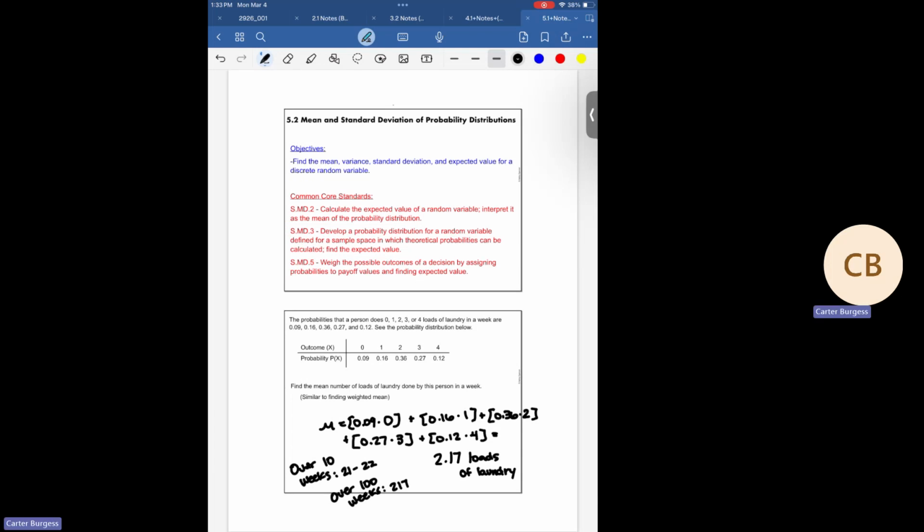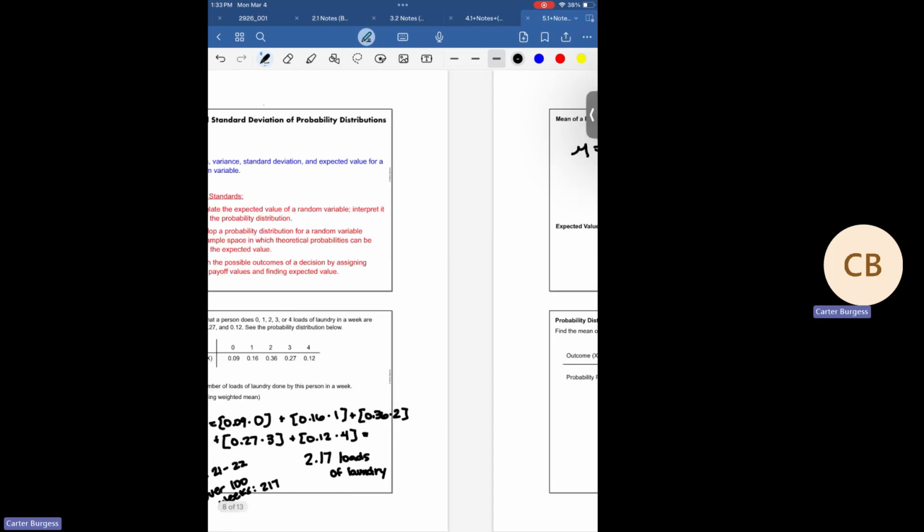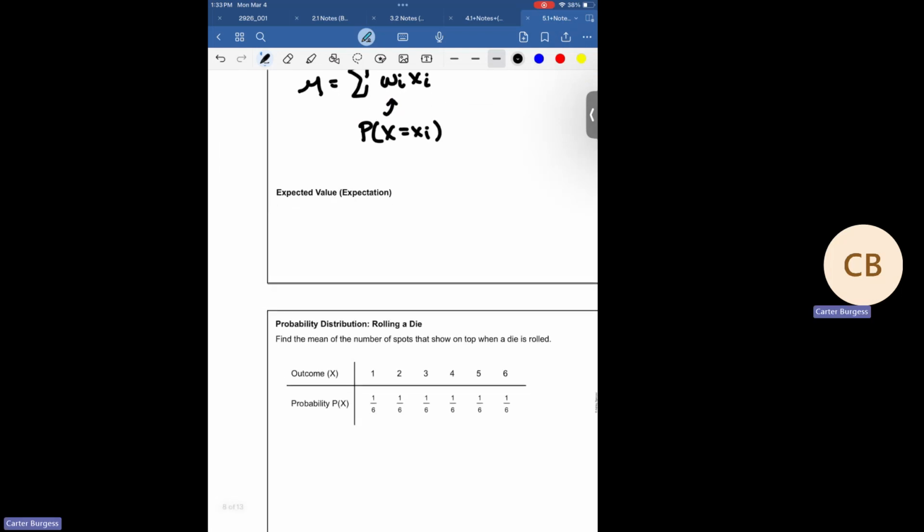And the way that we are generally going to be using this mean is as the expected value. It is our best guess as to what the value of our random variable should be if we just take a random selection. If we just do a random sample, the expected value of our random variable is just going to be that mean.